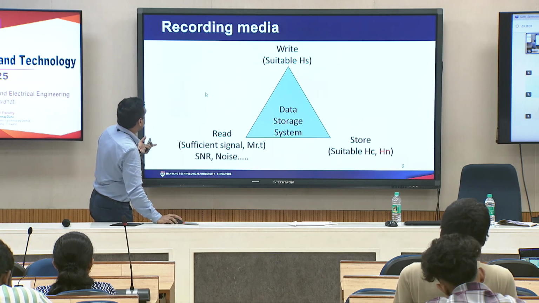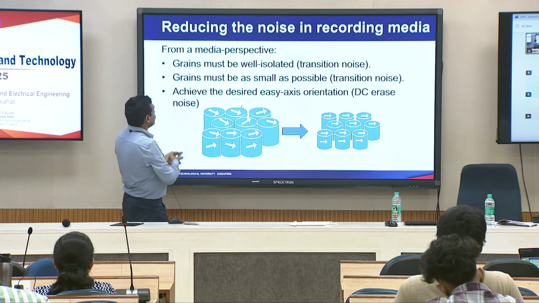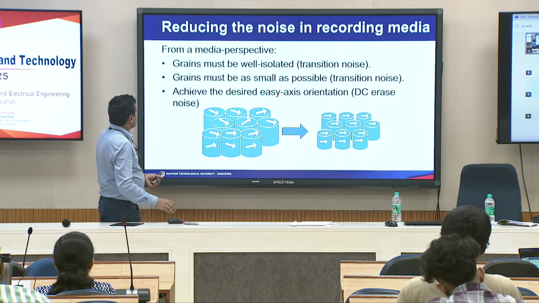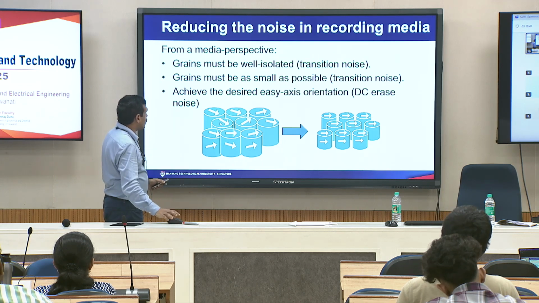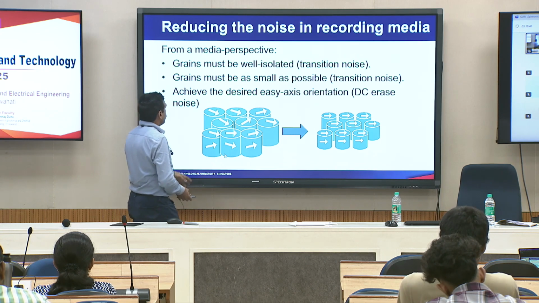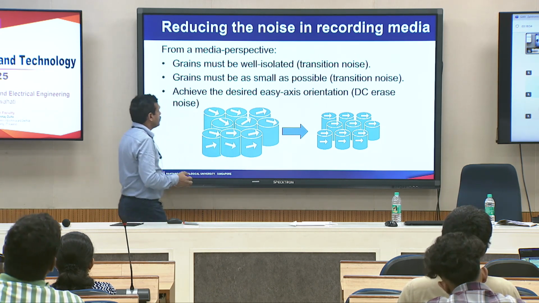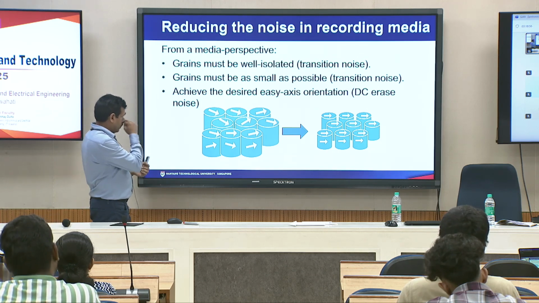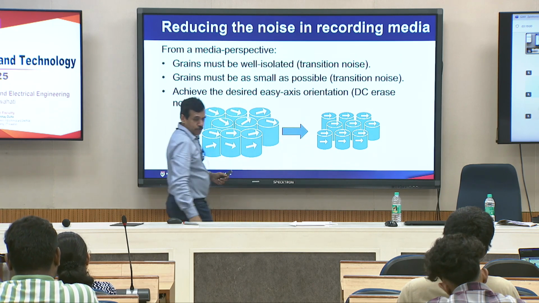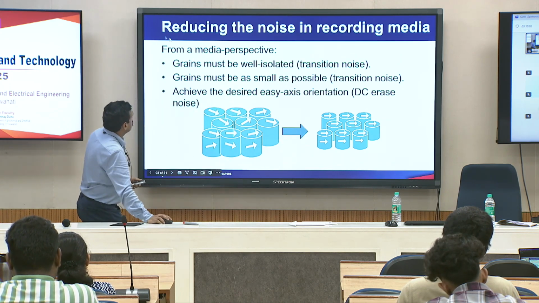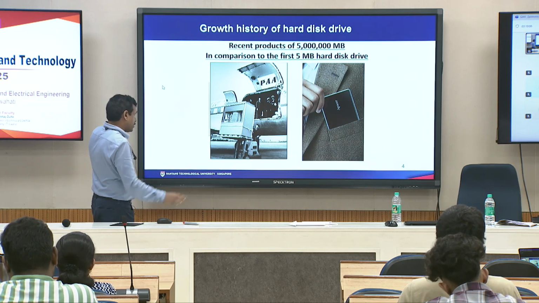Okay, so we learnt all these things. Some of these things I skipped. When you want to make recording media better and better for high densities, basically what we do is we make the grains that store the information smaller and smaller. So, you see the diameter is getting reduced, the height is getting reduced, and so on. Okay, let us start from here.